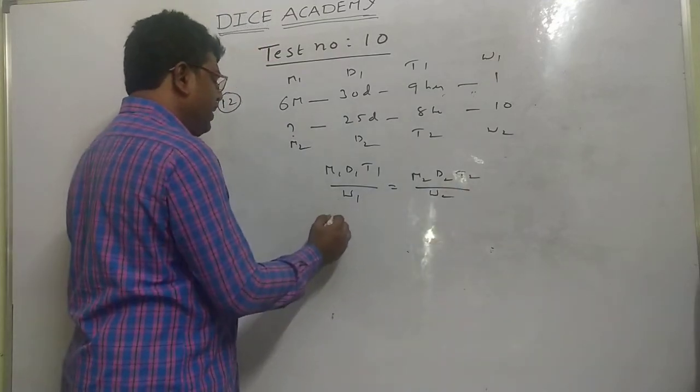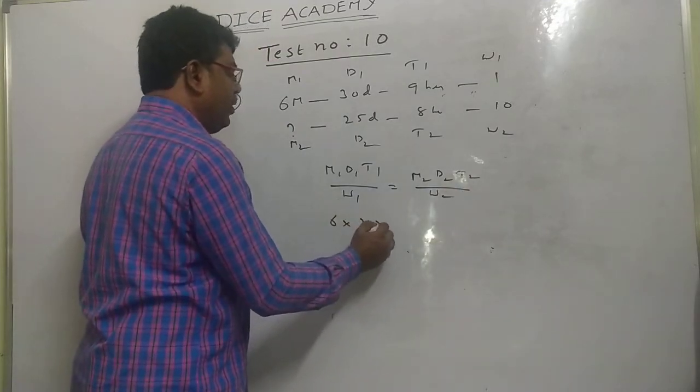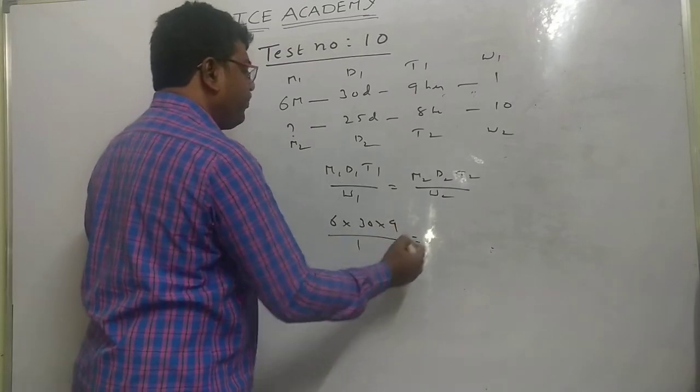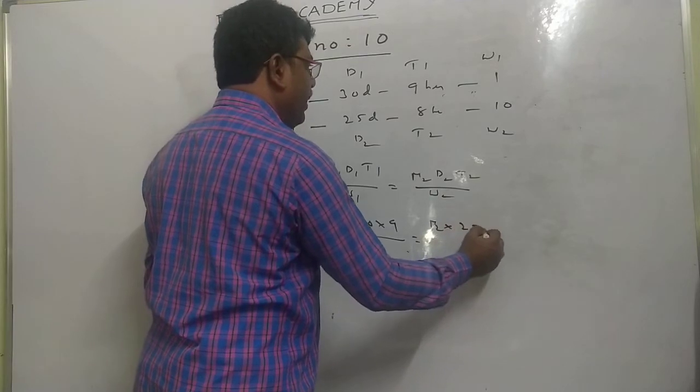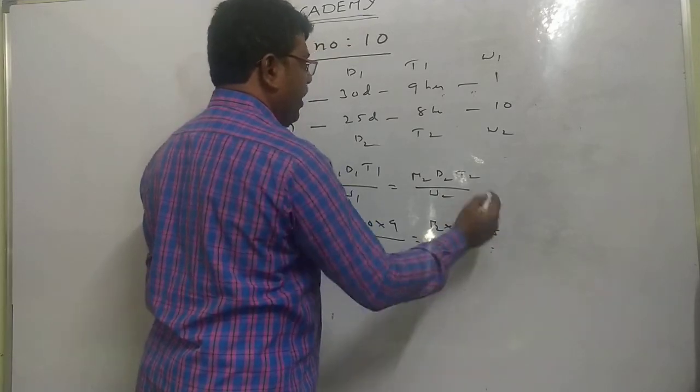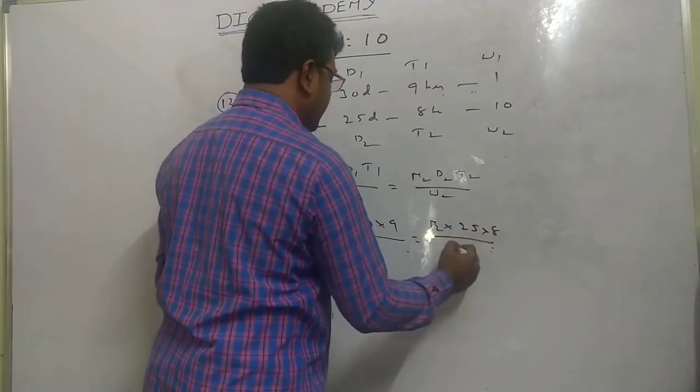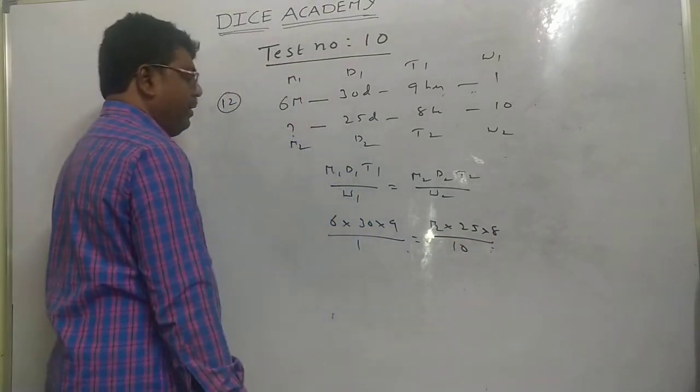Now write down M1 is 6 into D1 is 30 into T1 is 9 by 1 is equal to M2, which you have to find, into D2 is 25 into time 8 by 10.